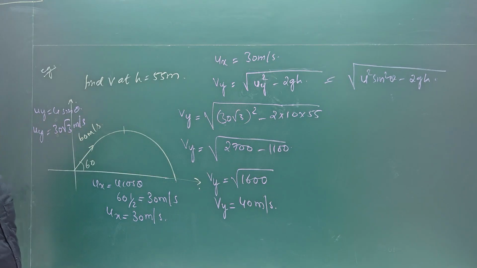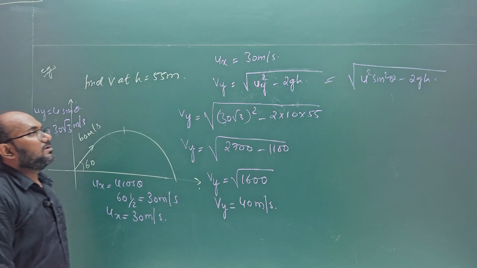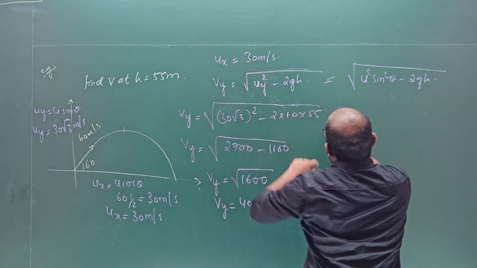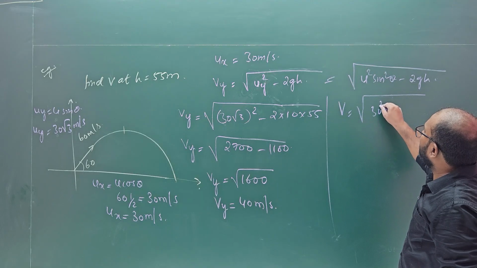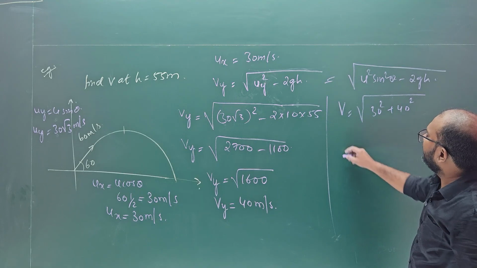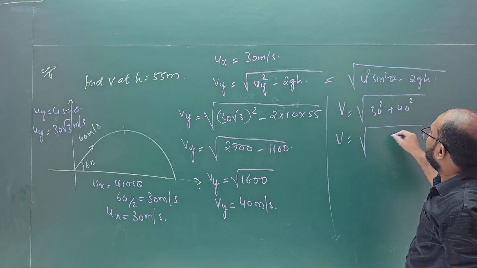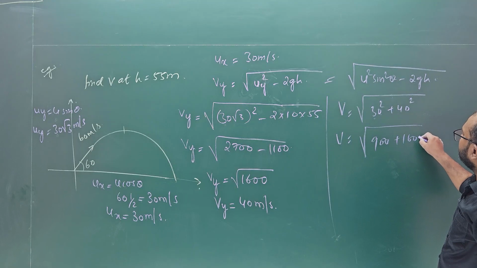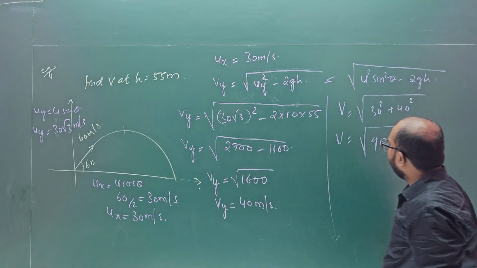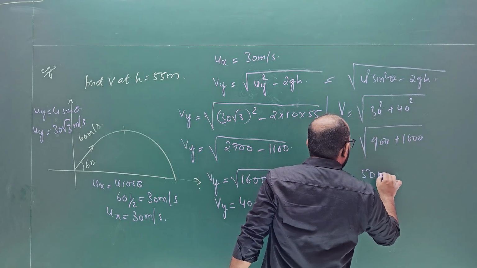So what is the velocity along the y-axis? 40. What is the velocity along the x-axis? 30. Then can we calculate what the velocity is? That means under the root of 30 square plus 40 square. Yes or no? So if I calculate that velocity under the root, this becomes 900 and this becomes 1600, and that is 2500. That means V becomes 50 meter per second.